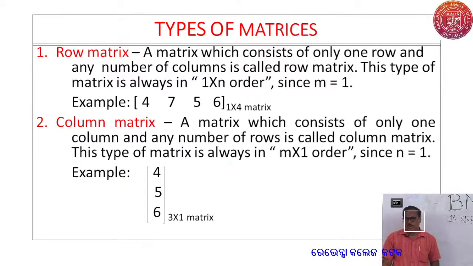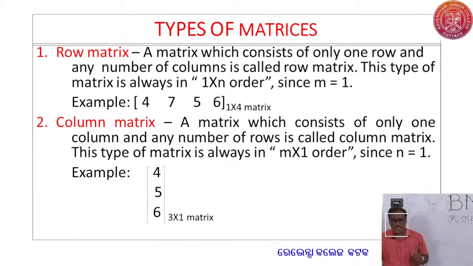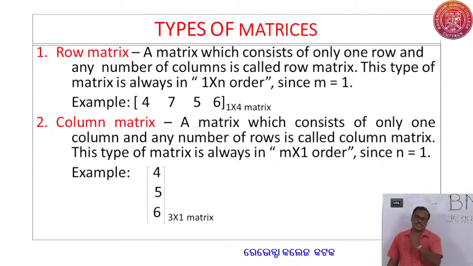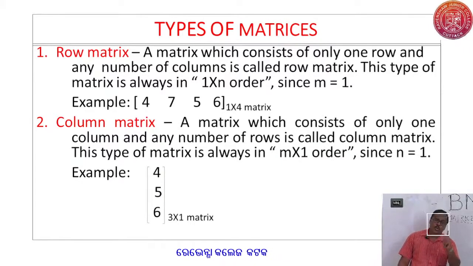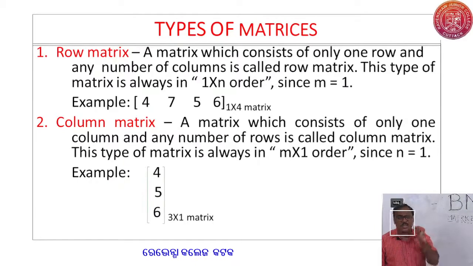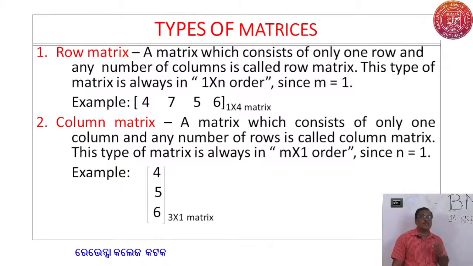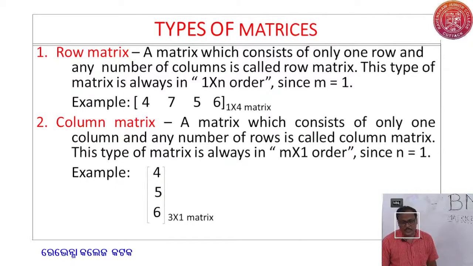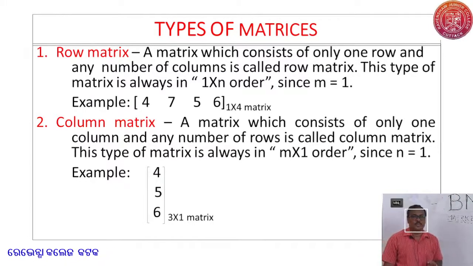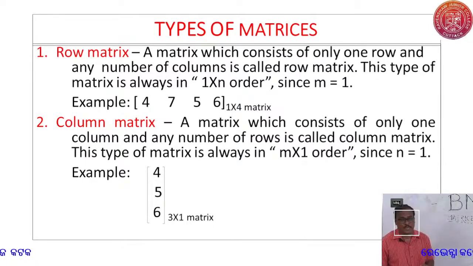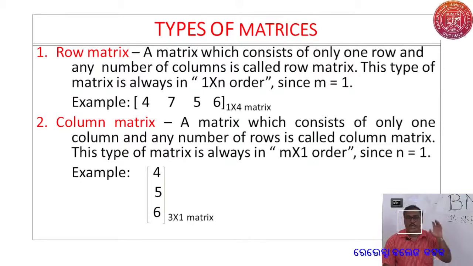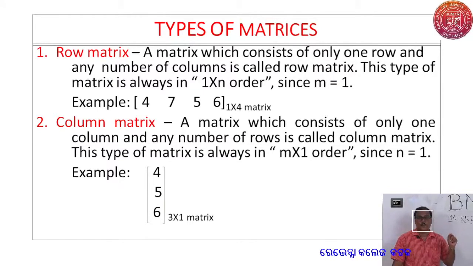In this example, I have given 4, 7, 5, 6. We find there is one row. But 4 is one column, 7 is the second column, 5 is the third column, and 6 is the fourth column. So in this case, we have a 1 into 4 matrix. So m is equal to 1. You remember, m is always 1.